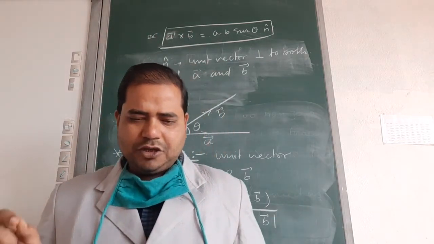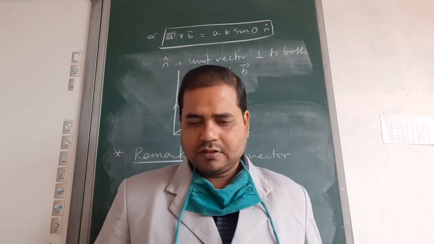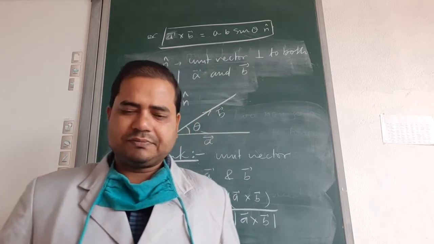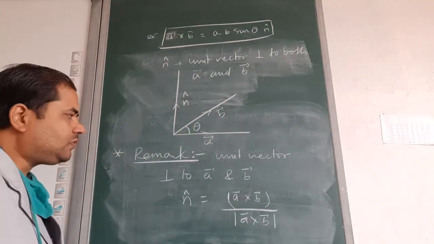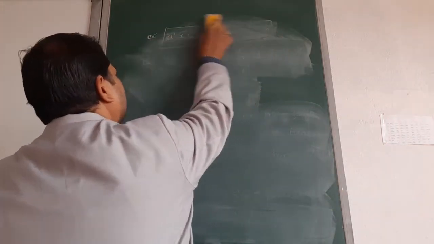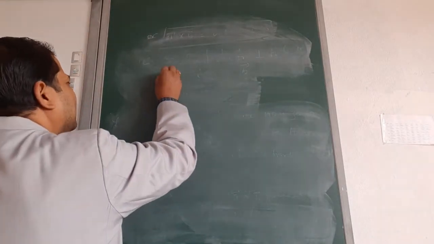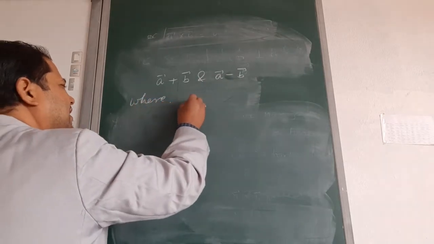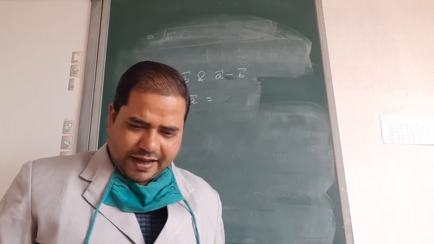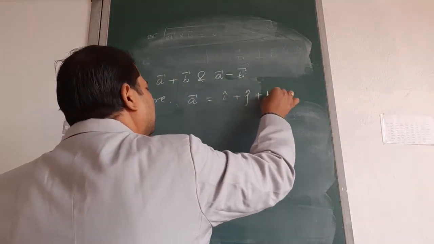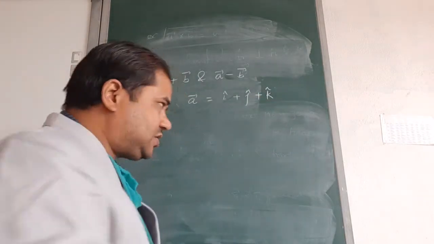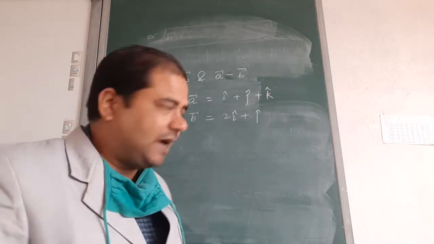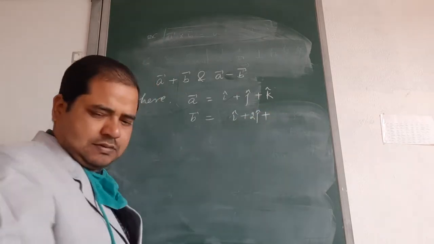Write down this. Find the unit vector perpendicular to each of the vectors A plus B and A minus B, where A is equal to I cap plus J cap plus K cap, and B is equal to I cap plus 2J cap plus 3K cap.